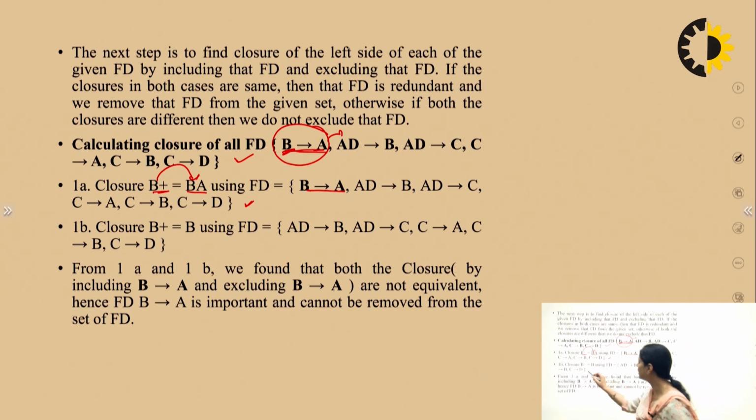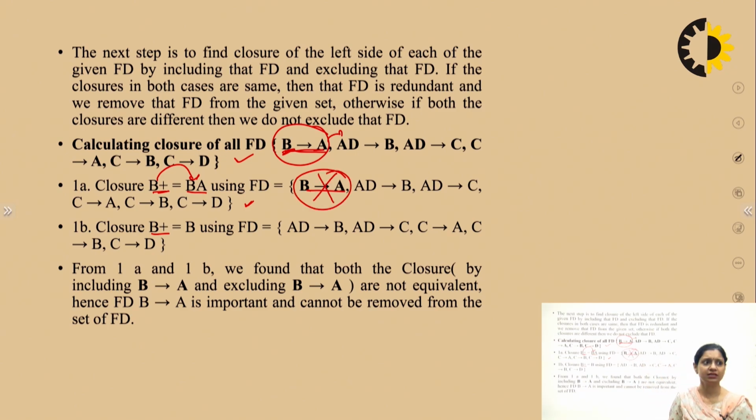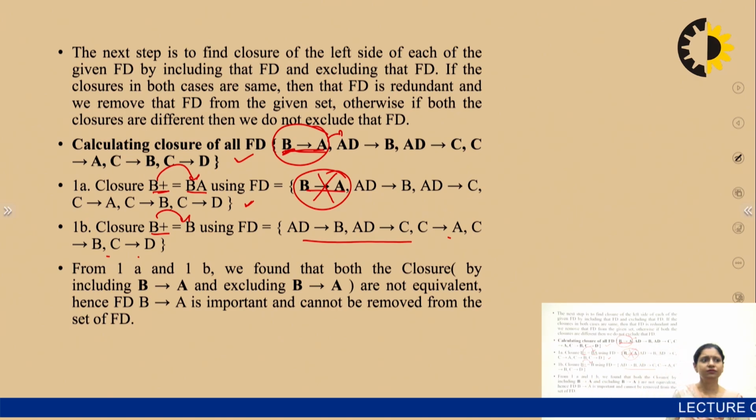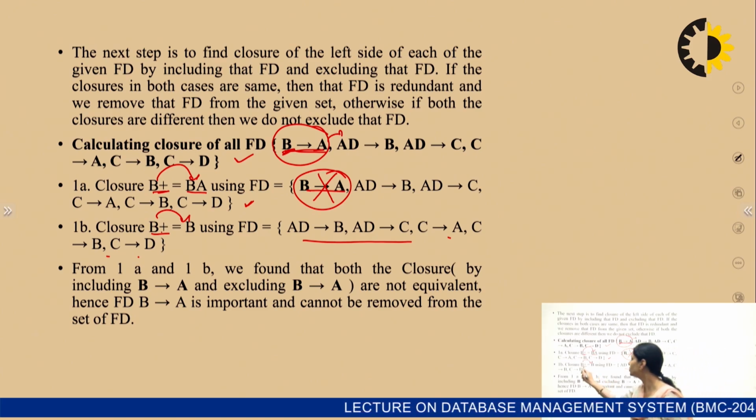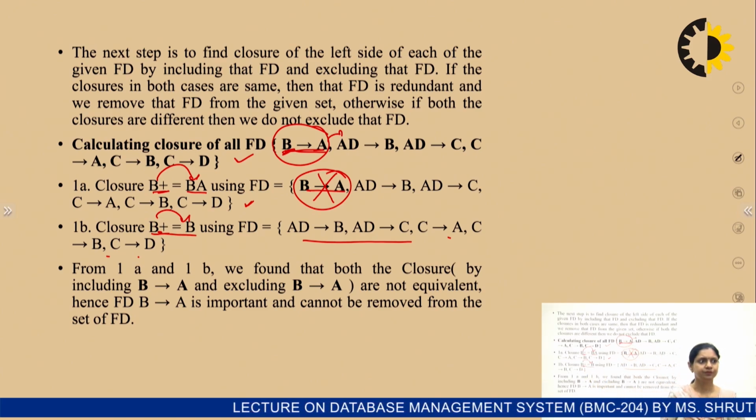So when we are finding out the closure of B, removing this functional dependency, let's assume that this functional dependency does not exist now. So we have this set of functional dependencies. B will be the closure of B. So the closure of B is B. Now with any of these functional dependencies, we cannot find out any other attribute that could be a part of the closure of B. Hence, the closure of B remains B over here.